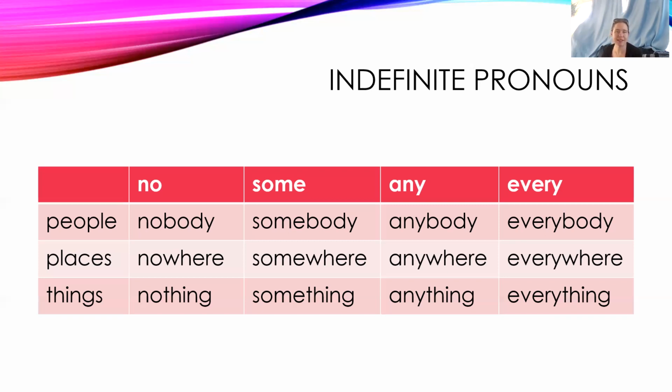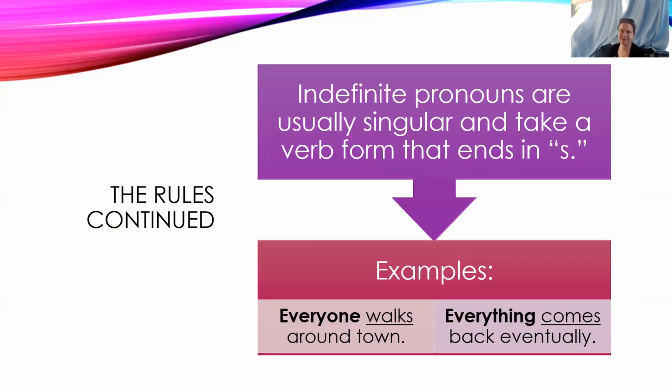What are you going to do today? Anything. But that could be a lot, or it could just be one thing. We don't really know for sure. They're not really clear. They're not really specific. They are indefinite. As such, indefinite pronouns are usually singular and take a verb form that ends in S. Everyone walks around town. Everything comes back eventually.